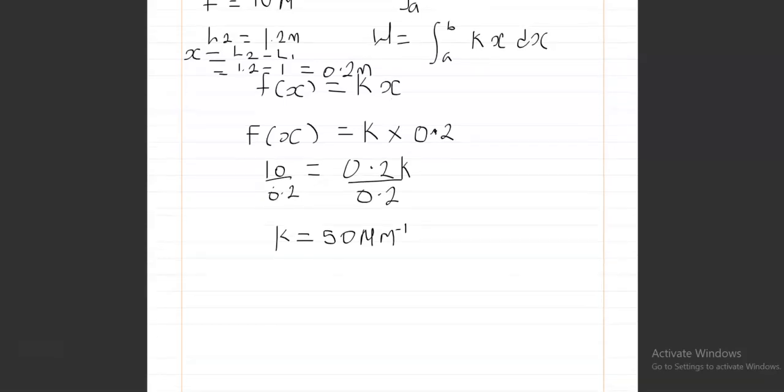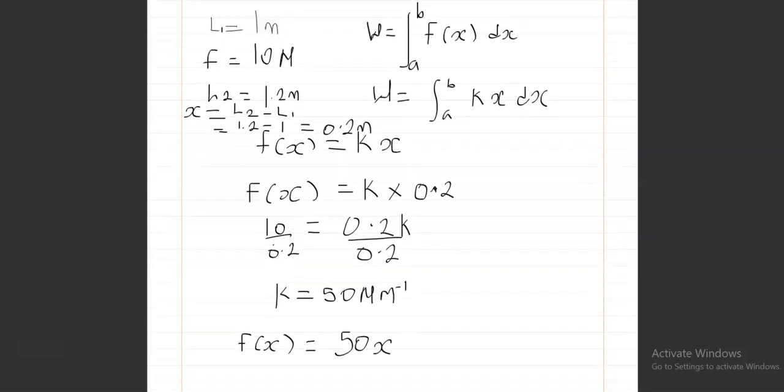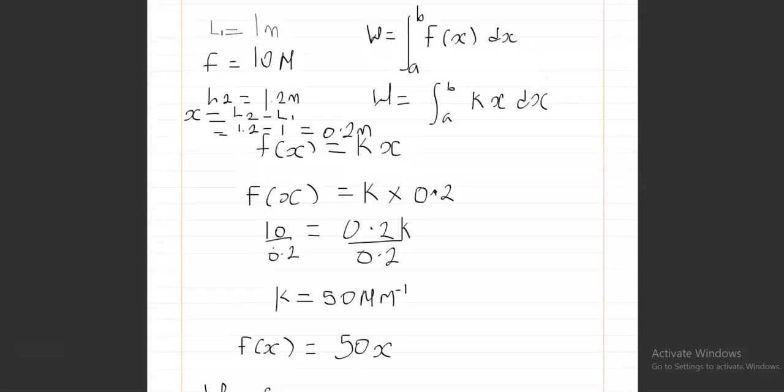All we needed to get our force function was the value of k. So our force function is f of x equals 50x. That's our force function. So we are plugging that into the integral there. It means W equals the integral of 50x dx. Now, over what interval?